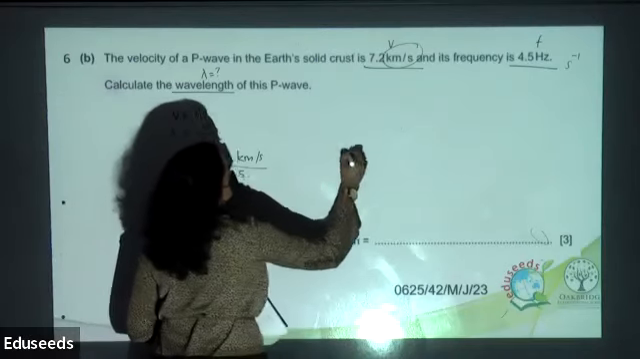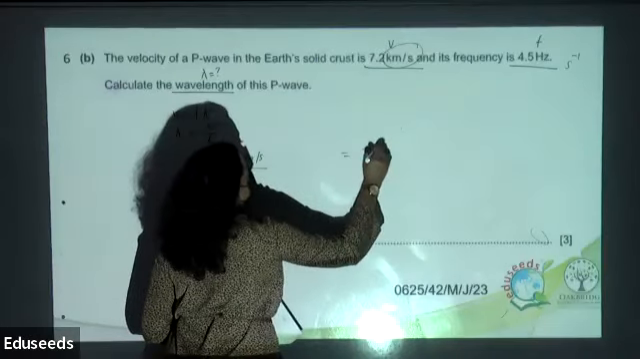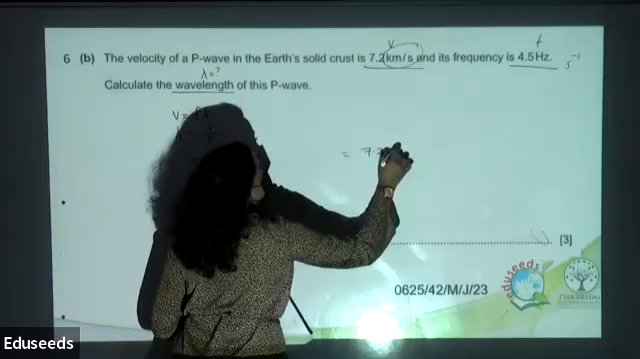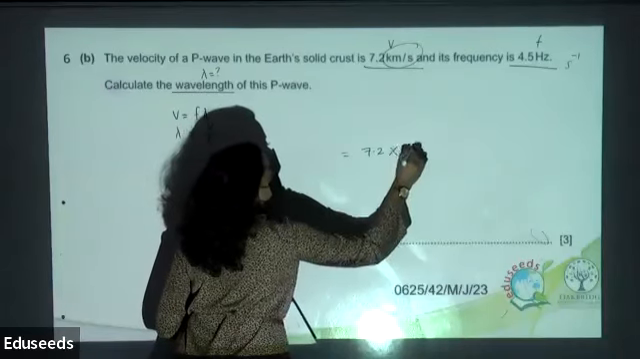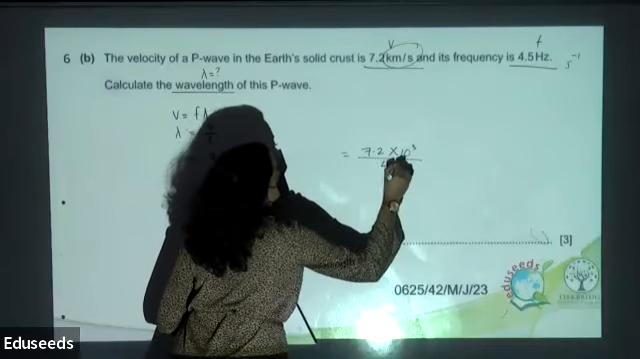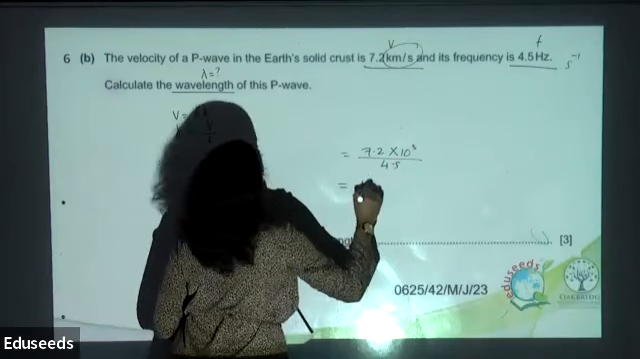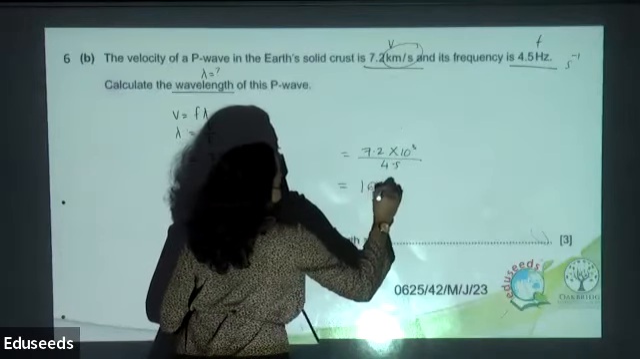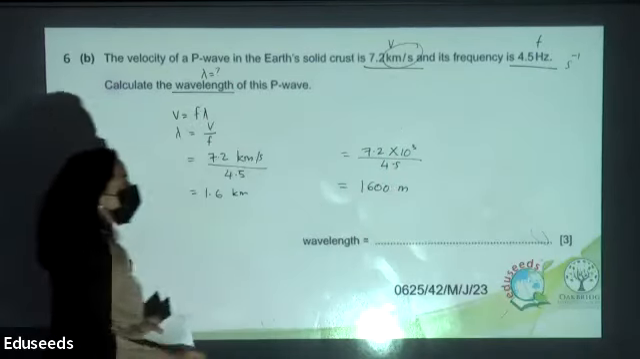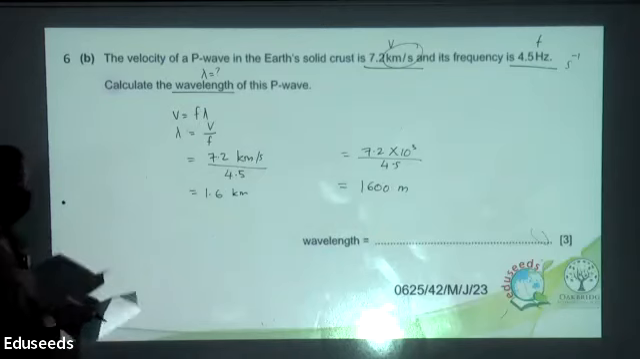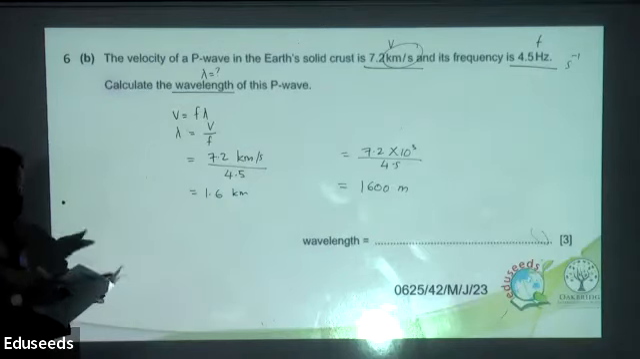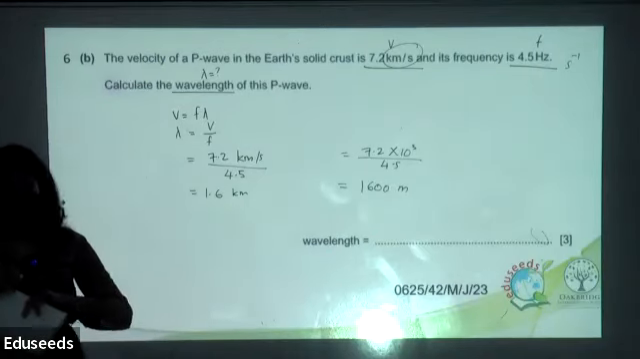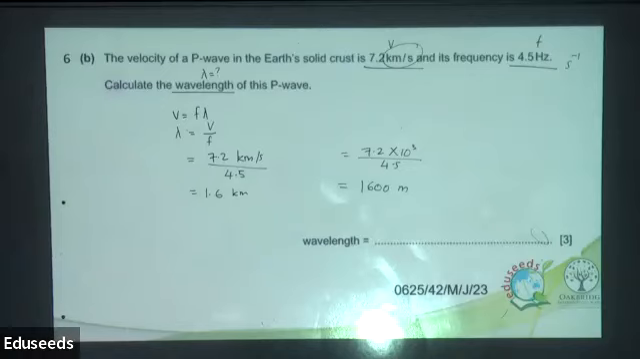Let's say you want to use meter per second. 7.2 times 10 to the power of 3 divide 4.5. You will get about 1,600 meters. Okay. Okay, look at question 7.